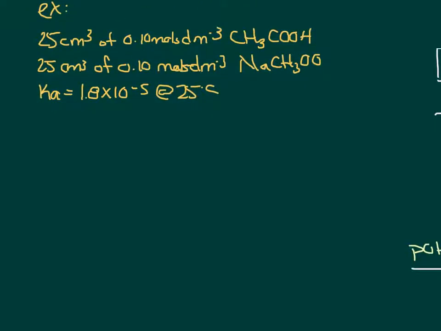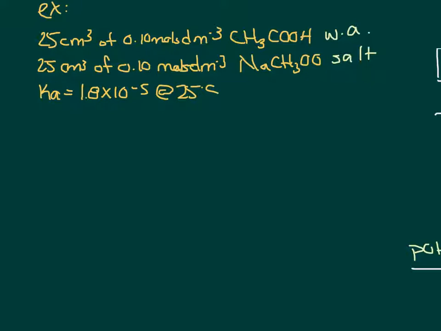Now we have an example to work using this problem. If we have 25 cm³ of a 0.1 mol/dm³ solution of CH3COOH, so here is our weak acid, and we have 25 cm³ of 0.1 mol/dm³ of NaCH3COO, here's the salt to our weak acid. The Ka value is 1.8 times 10 to the negative 5 at 25 degrees Celsius.